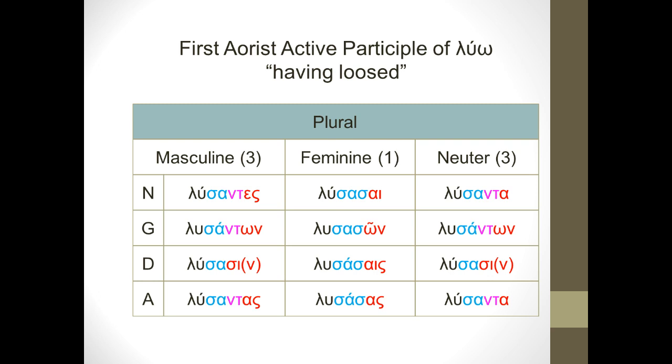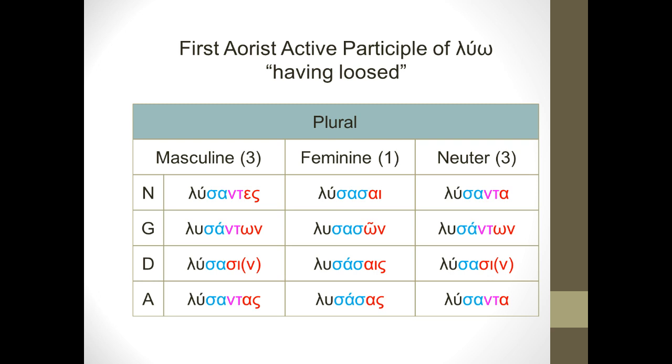So let's say it together. Lusantes, lusasai, lusasanta, that's your nominative. In the genitive: lusantone, lusasone, lusantone. In the dative: lusasi or lusasin, lusasais, lusasin or lusasi. And then finally, lusantas, lusasas, and lusanta.